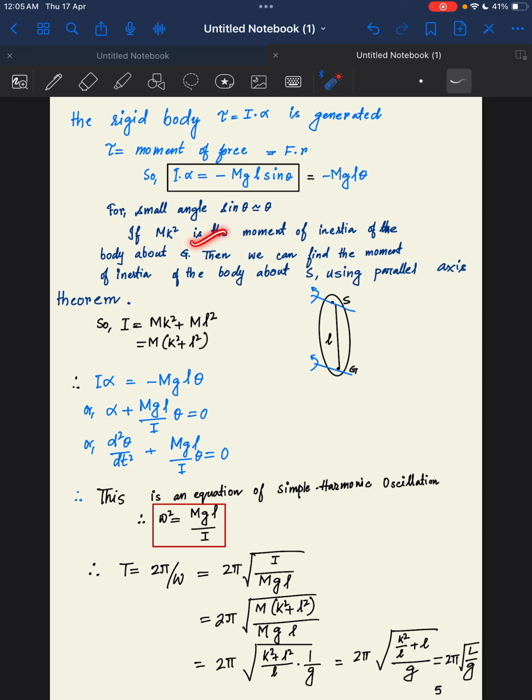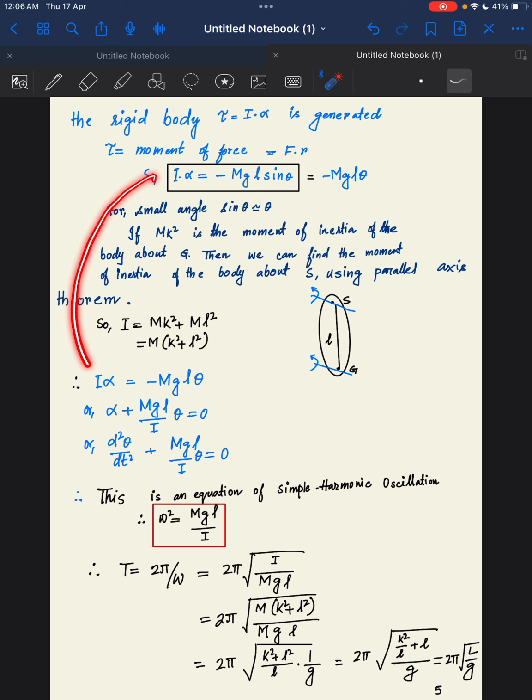Now if mk square is the moment of inertia of the body about G, then we can find the moment of inertia of the body about S as well, using the parallel axis theorem. Let's say this is the axis, we know the moment of inertia mk square about G, and we want to find the moment of inertia about this axis. So this is mk square, the moment of inertia about G, plus mass into the distance between these two parallel axes, ml square. So the moment of inertia is I equal to m into k square plus l square.